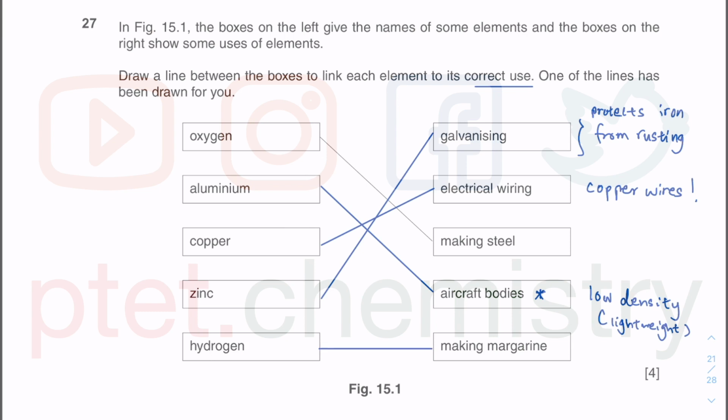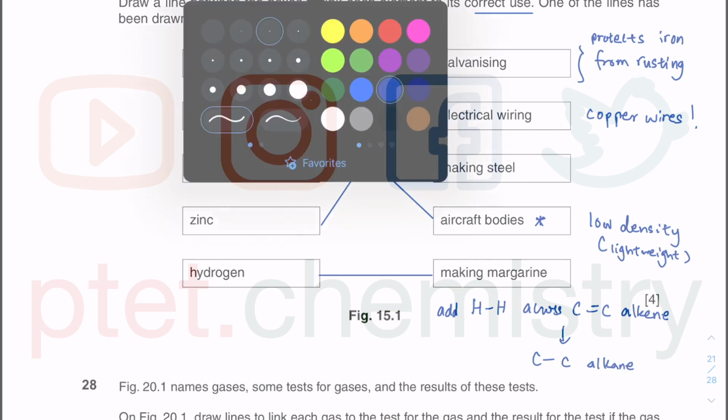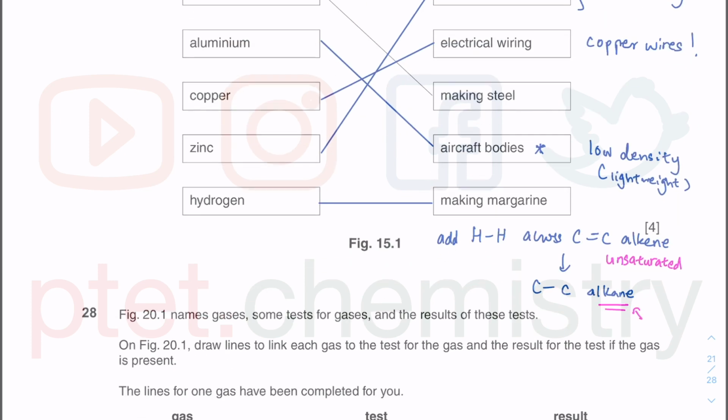Hydrogen is used to make margarine because you can add hydrogen across a carbon alkene. This is in your organic chemistry topic. You can add onto alkene. This is alkene, carbon double bond, but you cannot add onto alkane. Once you add onto the alkene, then you get alkane. Previously, it was called unsaturated because you have a carbon double bond. Now when you have alkane, that is called saturated because you only have carbon single bonds.